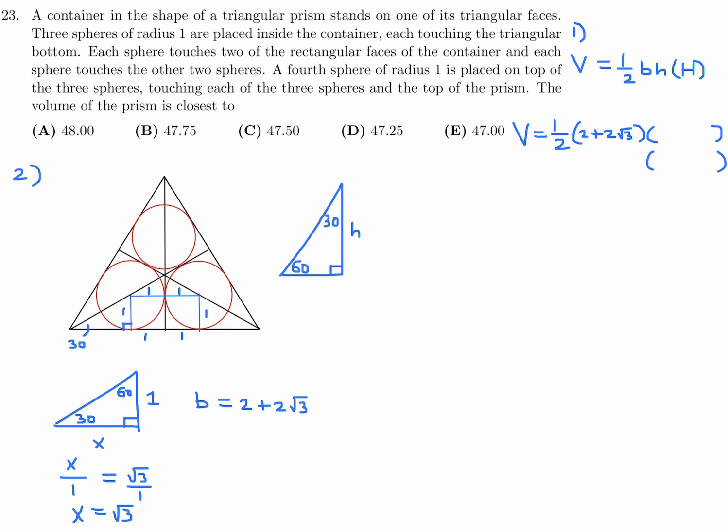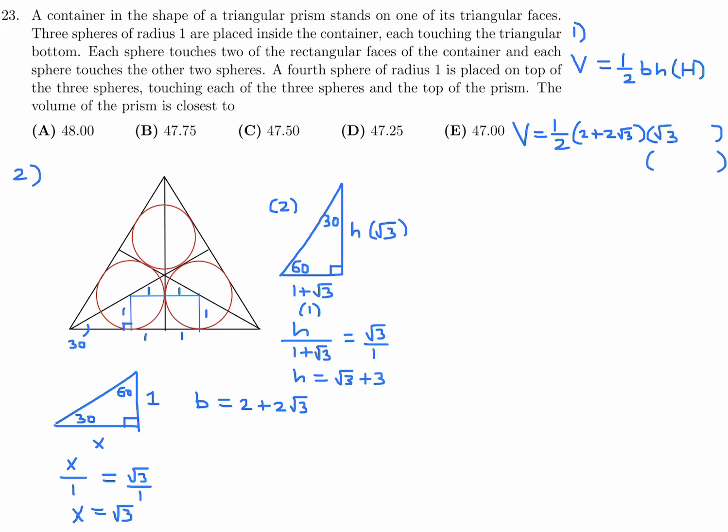So this h and this side, which is 1 plus root 3, will help me figure out the value of h. So again, using the angles of a 30, 60, 90 triangle, the ratio of the sides are always 1, 2, and root 3. So h over 1 plus root 3 is equivalent to root 3 over 1. So h looks like root 3 plus 3. Okay, put that in here.